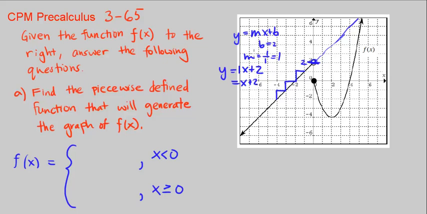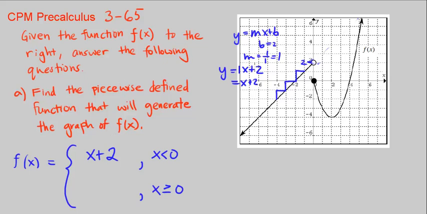And that's only, let me take the eraser, we're only looking at it for x less than or equal to 0. So I'm going to go ahead and write that y is equal to x plus 2, or f of x, our function, is equal to x plus 2, for x is less than or equal to 0.